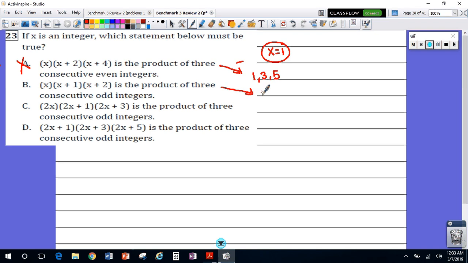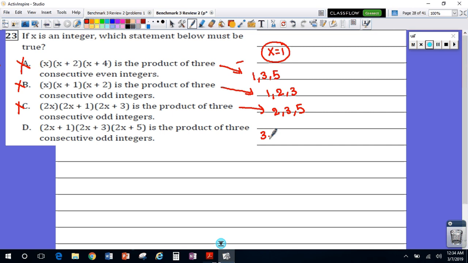Now look for the second option now. X equals 1, right? You get 1, 2 and 3. These are not three consecutive odd integers. So option B is wrong. Option C. Plug in again x equals 1 here. 2, 3 and 2 times 1, right? 2 plus 3, 5. The product of consecutive 3 odd integers. But these 3, we got 2, 3, 5. So that is wrong.